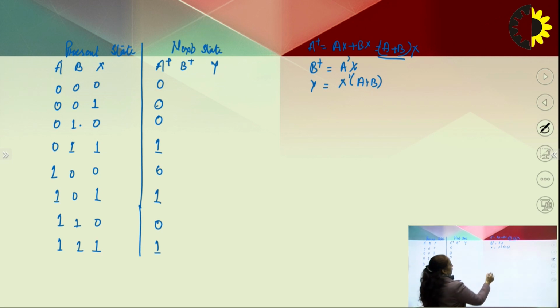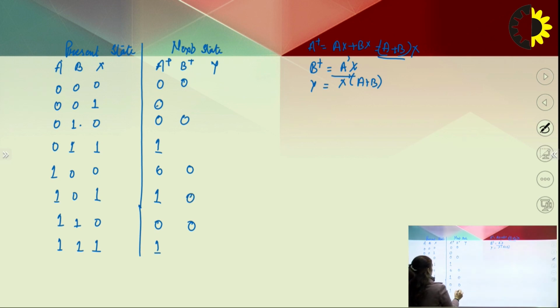Next, B plus is A bar X. So wherever the value of X is 0, this product will be 0. So 0 0 0 and 0. Next, A bar, wherever the value of A is 1, A bar will be 0, so the product will be 0. On the rest of the places, we are going to have values 1.